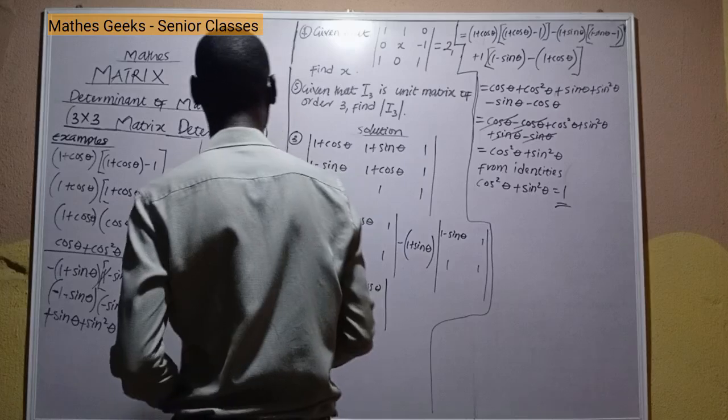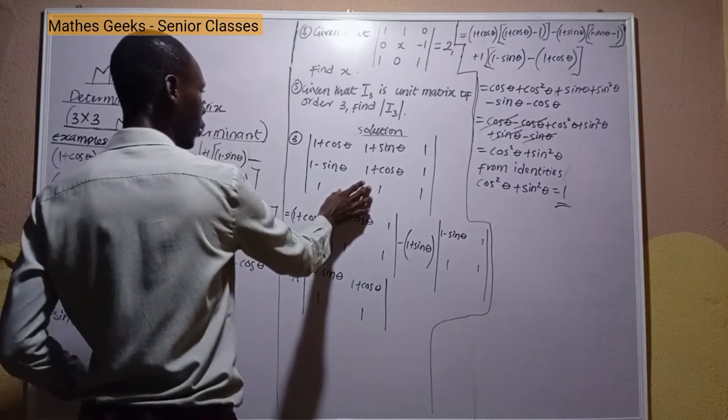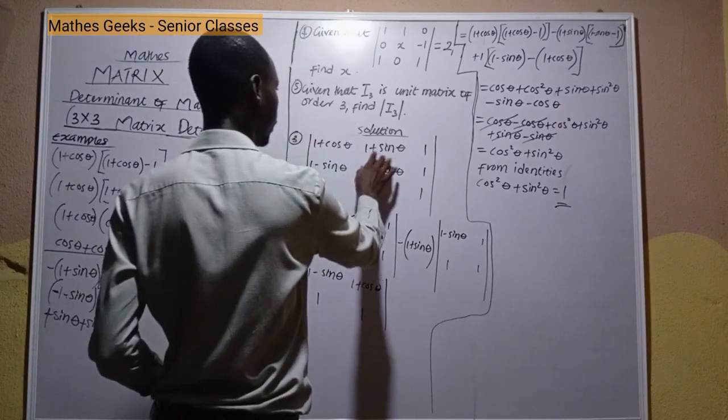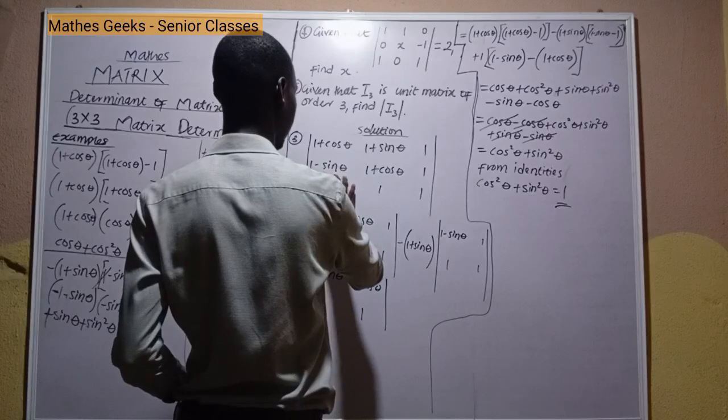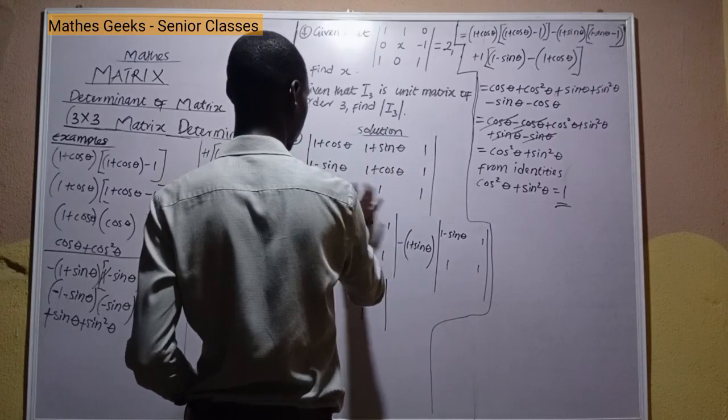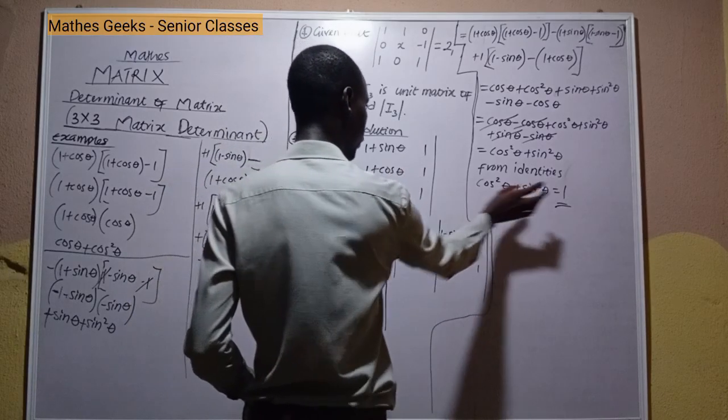So the determinant of this matrix, 1 plus cos theta, 1 plus sin theta, 1, 1 minus sin theta, 1 plus cos theta, 1, 1, 1, 1, is 1.